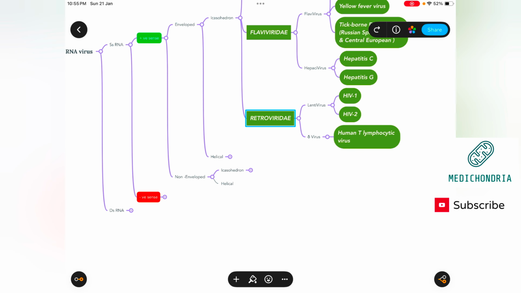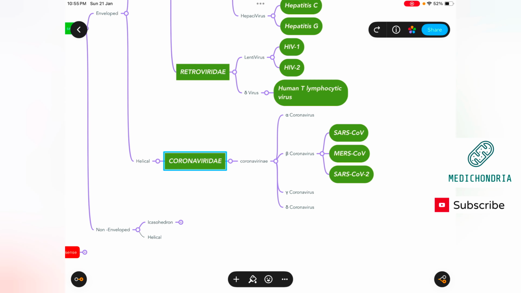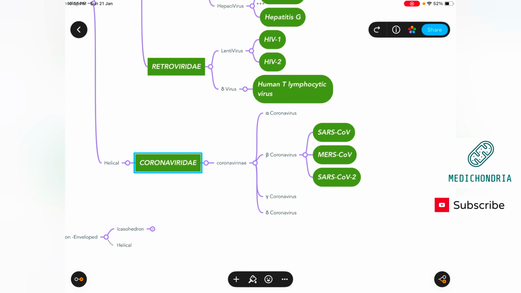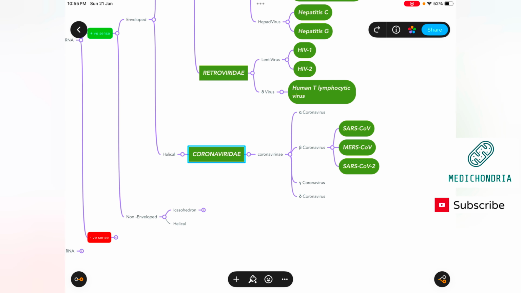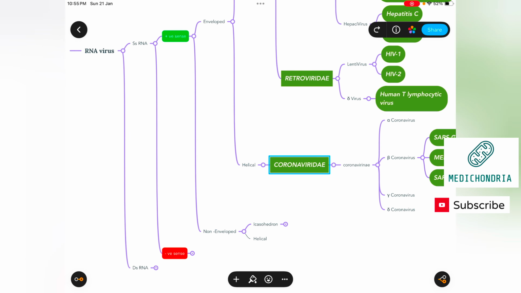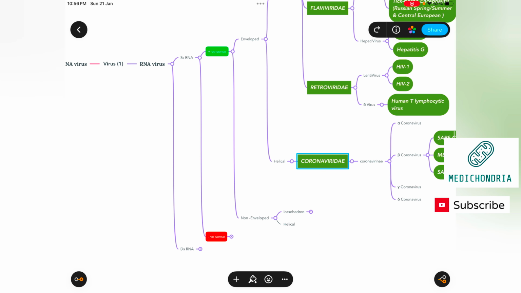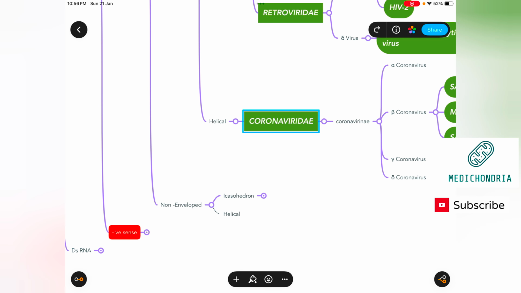And in the same way, for the helical, we have the noble coronaviruses, Coronaviridae. Over here we have alpha, beta, gamma, and delta coronaviruses. In beta we have SARS-CoV 2003 and MERS-CoV 2012, and we have SARS-CoV-2 2019. So it comes under Coronaviridae, the subfamily Coronavirinae. Sorry, it is a helical, enveloped, positive sense, single-stranded RNA virus. Just remember that one. That's very important for us.